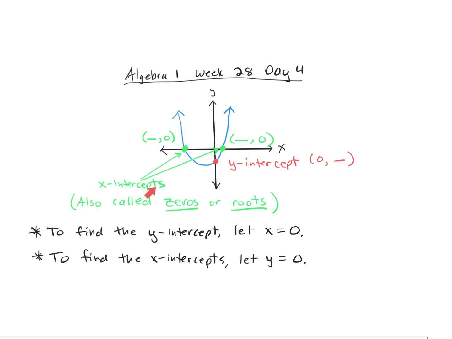Now, the x-intercepts are also called zeros or roots. They're called zeros because it's where the function values, which are the y's, are 0. It doesn't matter whether you call them zeros, roots, or x-intercepts, we find them all the same way. To find y-intercepts, we let x be 0. To find x-intercepts, we let y be 0. We have already done this with lines in the past, so this concept is not new, but now we're applying it to a quadratic. So let's take a look at a couple examples.